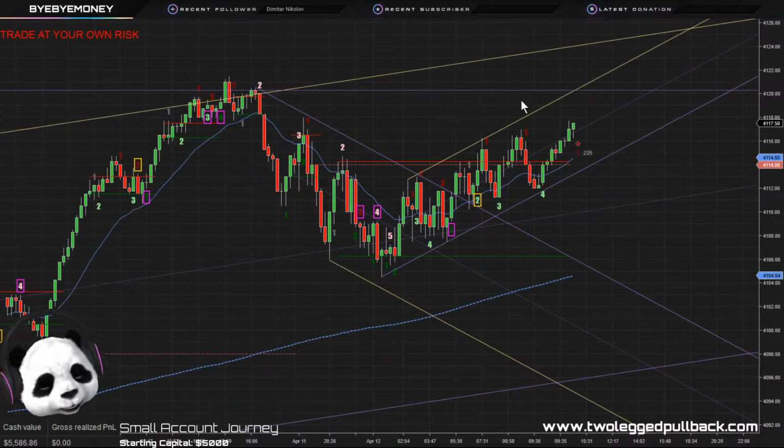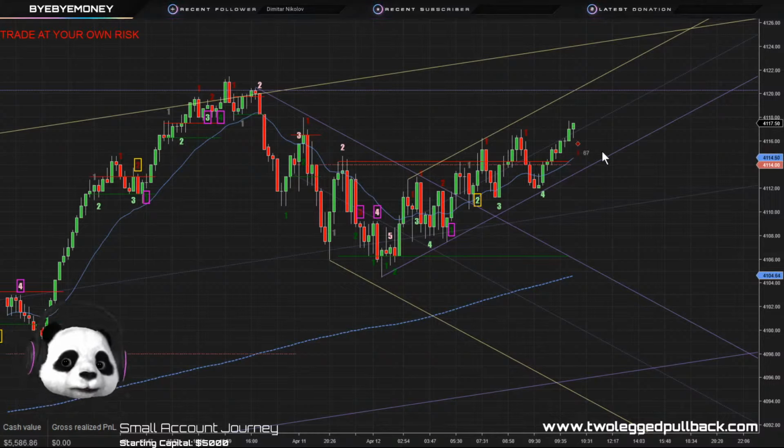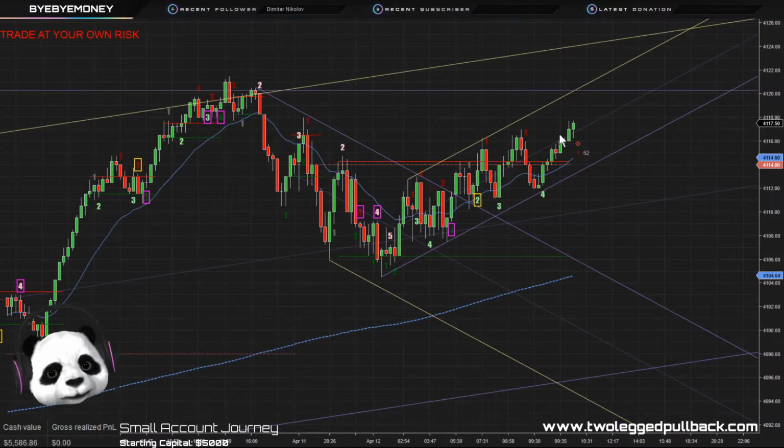Very hard to trade against this trend at the moment. If we're going to trade against this trend, we have to wait for a reversal pattern. And hopefully, if it happens, I'll let you guys know, and I'll try to spell out the reversal pattern for you guys as it develops.